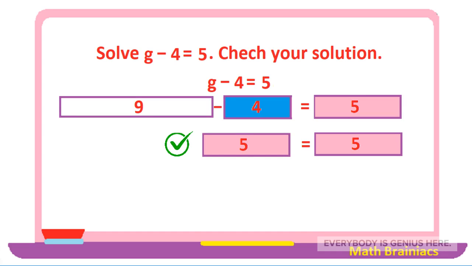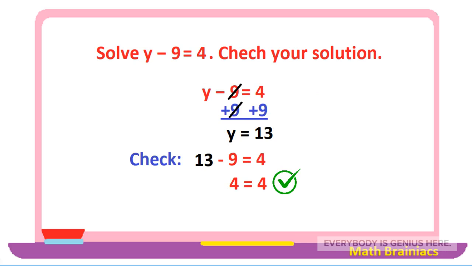To check if our solution is correct, just substitute the value of the variable in the given expression. And if you come up with the value of the left side equal to the right side, then our solution is correct. Moreover, if you are working on the subtraction equation, we're just going to apply the addition property of equality. Always do the inverse operation, and we can come up with the correct solution.